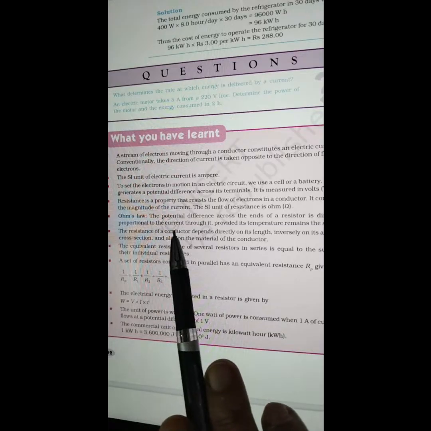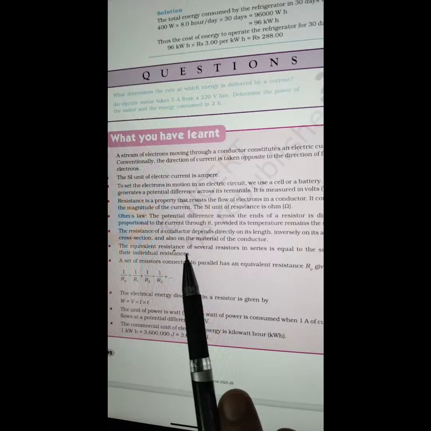Resistance is a property that resists the flow of electrons in a conductor. It controls the magnitude of the current. The SI unit of resistance is ohm. Ohm's law: the potential difference across the ends of a resistor is directly proportional to the current through it, provided its temperature remains the same. The resistance of a conductor depends directly on its length, inversely on its area of cross section, and also on the material of the conductor.